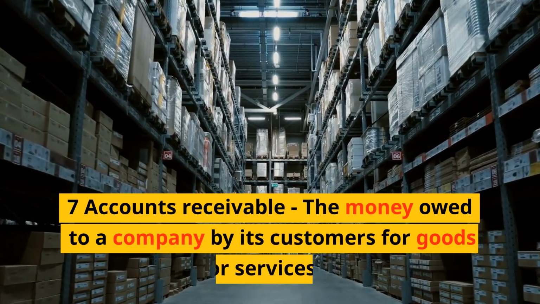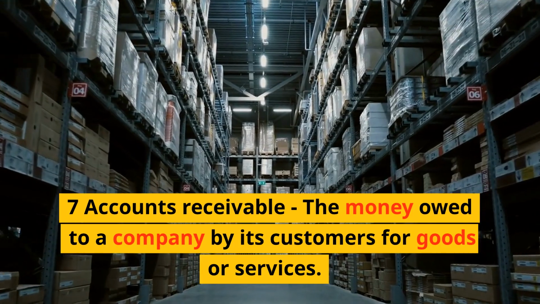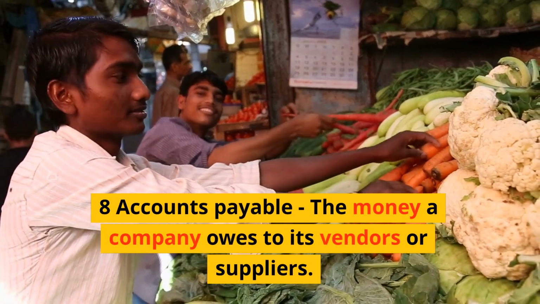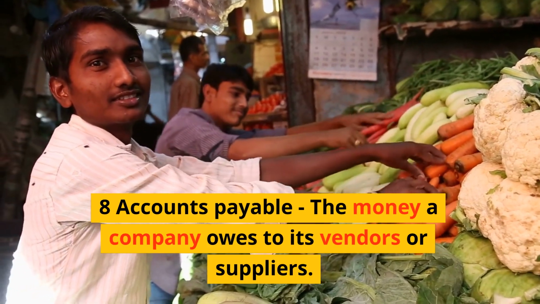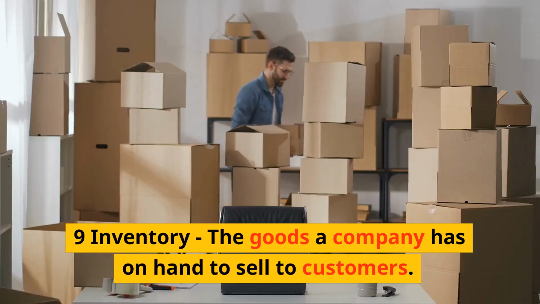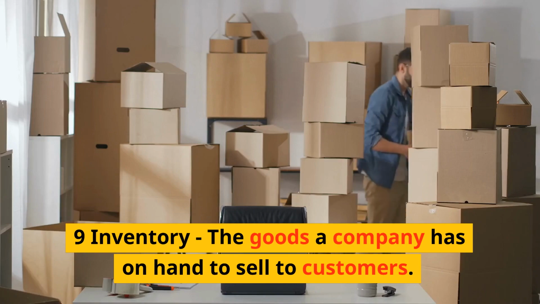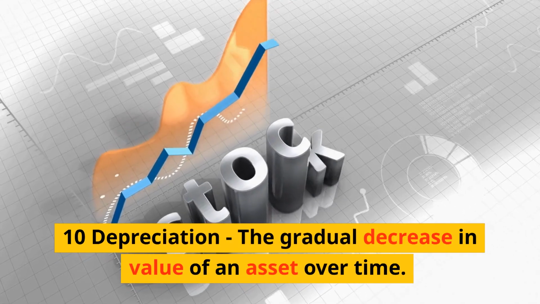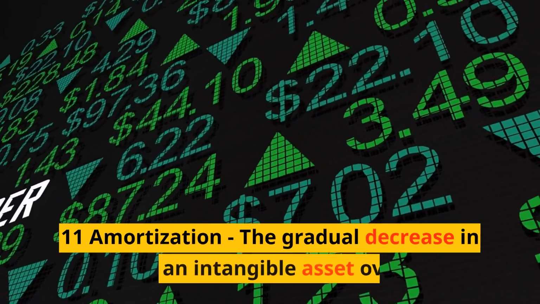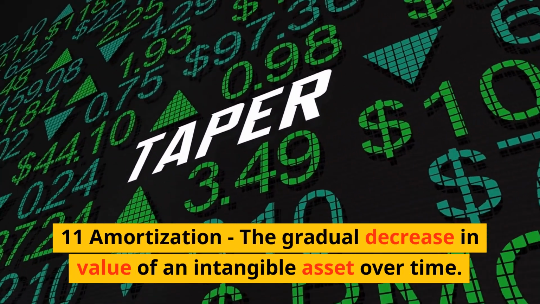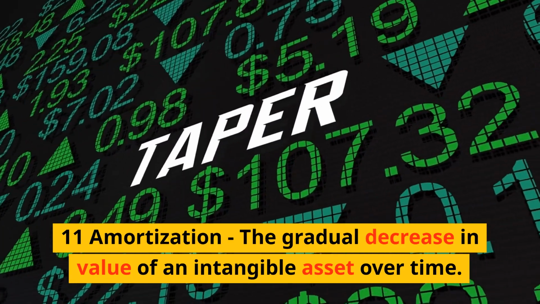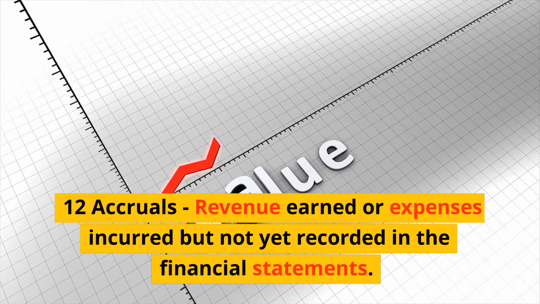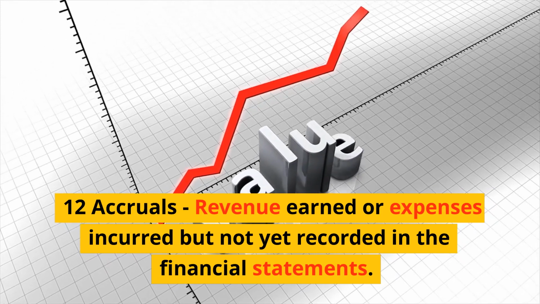7. Accounts receivable. The money owed to a company by its customers for goods or services. 8. Accounts payable. The money a company owes to its vendors or suppliers. 9. Inventory. The goods a company has on hand to sell to customers. 10. Depreciation. The gradual decrease in value of an asset over time. 11. Amortization. The gradual decrease in value of an intangible asset over time. 12. Accruals. Revenue earned or expenses incurred but not yet recorded in the financial statements.